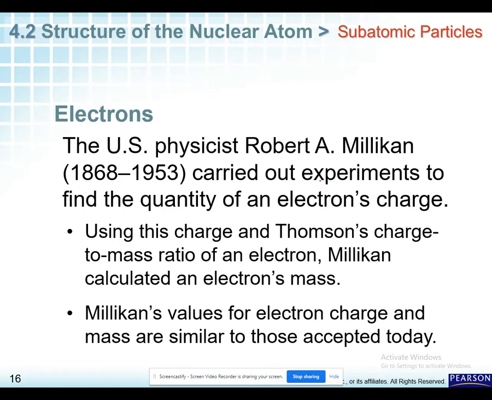So using this charge and Thompson's charge to mass ratio of the electron, Millikan was able to actually figure out the electron's mass. So that's another thing that Millikan did. He found the electron's mass. And Millikan's values for the charge and the mass are actually really similar to what we accept today. So he did a fantastic job in his experiment, considering that he lived between 1868 and 1953, when there wasn't near as much technology as there is today.